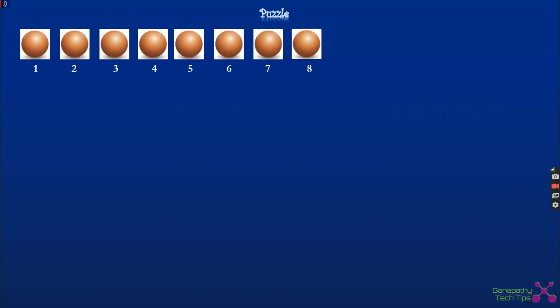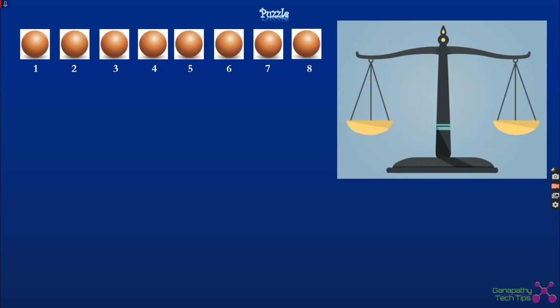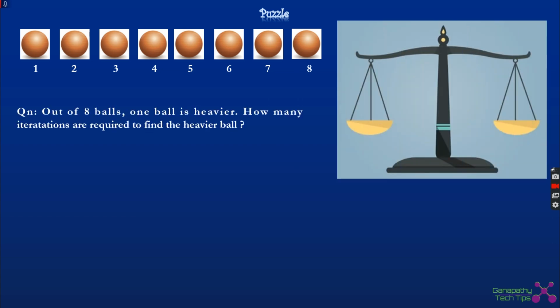What is the puzzle? We have 8 wooden balls. Out of these 8 wooden balls, one wooden ball weighs higher. We need to find out which wooden ball weighs higher and what is the maximum number of iterations we can take using this weighing balance to identify it. I hope you got the puzzle.